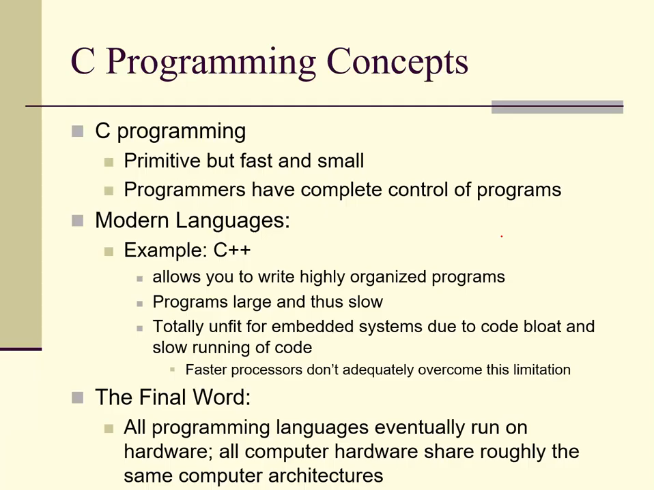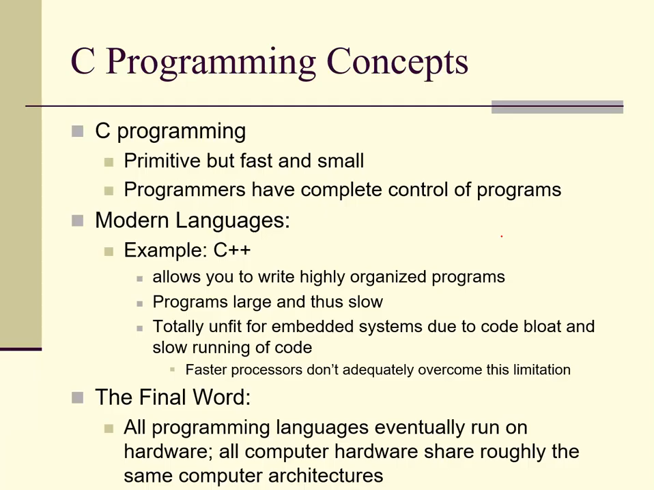The example I use is dynamic binding, which makes your program look pretty smart, but it generates a lot of extra code. So the programs are usually quite large for what they do, and because they're large, they are slow. So it's totally unfit for embedded systems because it runs so slow, and the amount of code is so large that even a fast processor is not fast enough to overcome these limitations.